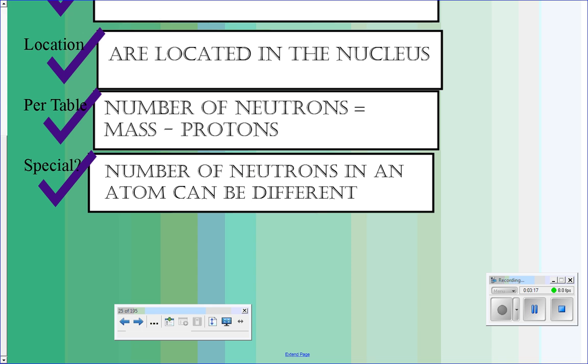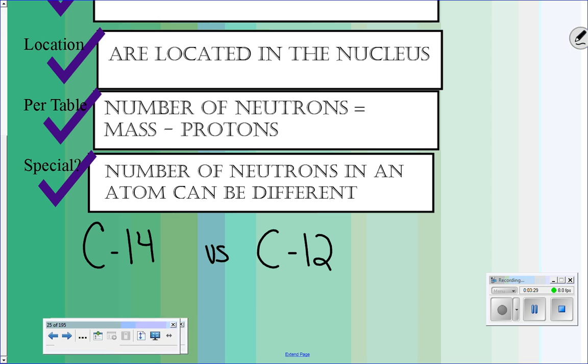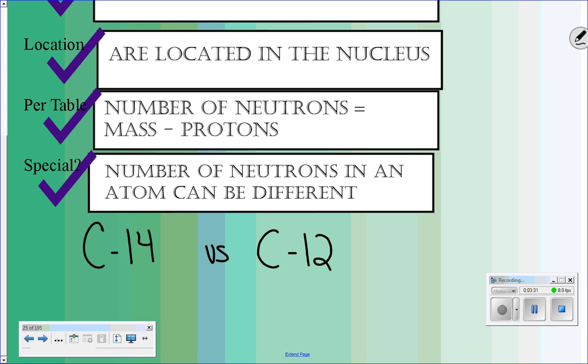What's special about the number of neutrons in an atom is that this can be different for atoms of the same element. For example, carbon-14 versus carbon-12. I talk about this example a lot because you've heard of it before. Both of these have 6 protons. This one is going to have 8 neutrons, whereas this one only has 6 neutrons.